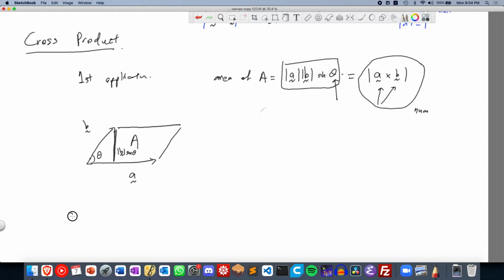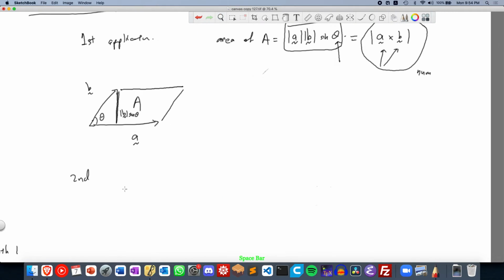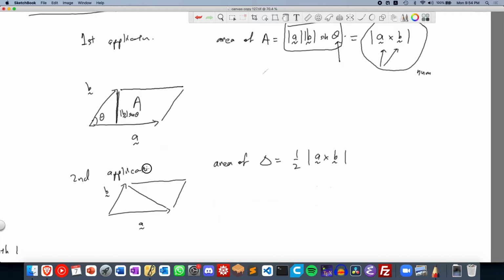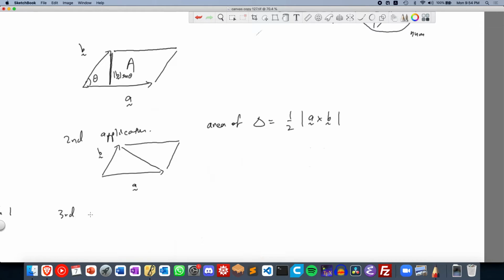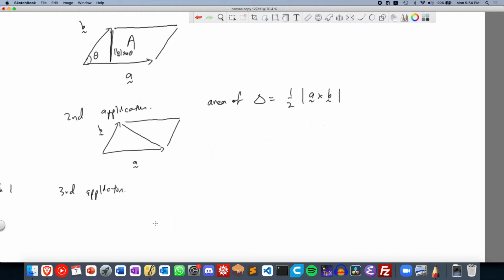Second application is closely related to the first. If we have two vectors and we want to find the area of the triangle spanned by them, then this is actually just half of the parallelogram. Imagine the parallelogram: the area of the triangle is just half of the area of the parallelogram, which is half the magnitude of A cross B. That's the second application. The third application, these are simply more simple applications. We'll talk about how they are useful in defining lines and planes in the next few videos.